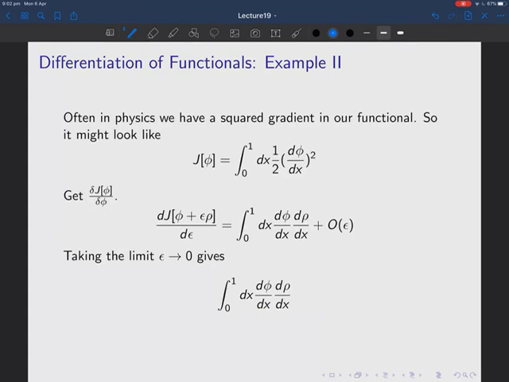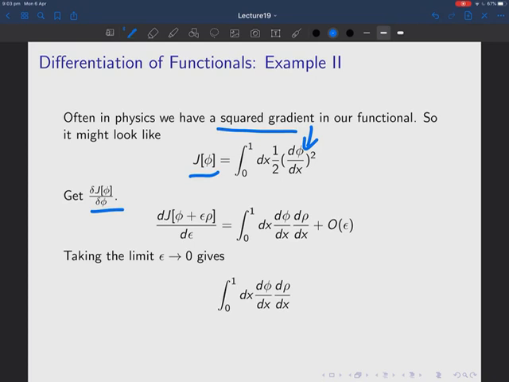All right, so let's do another example here, a more complicated example. Often in physics, we have a squared gradient in our functional. So a squared gradient, in other words, that thing. It's like kinetic energy or bending of a beam, all that kind of stuff. There's those kind of expressions. So this is a functional again, but it's an integral of a squared gradient derivative. Let's try and get this.